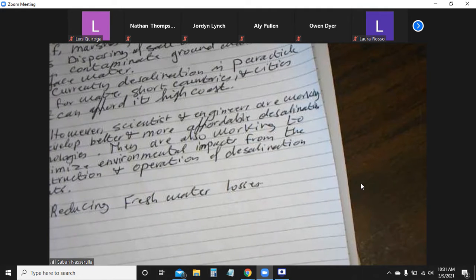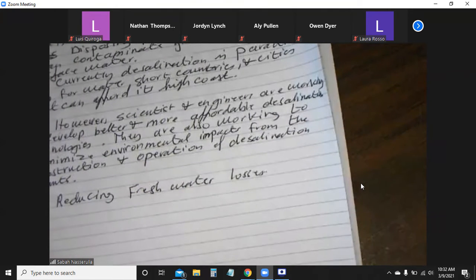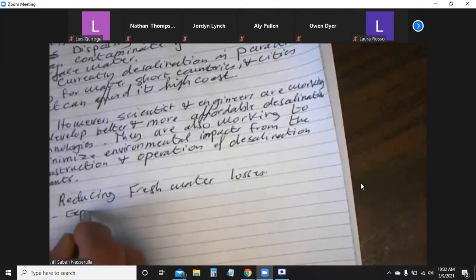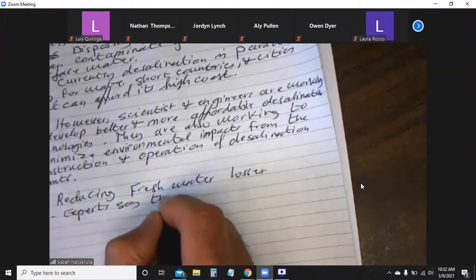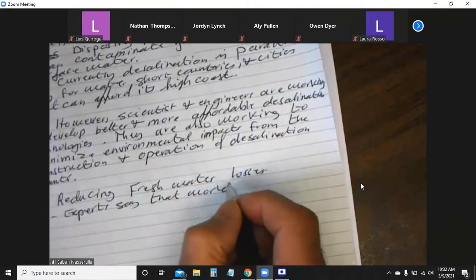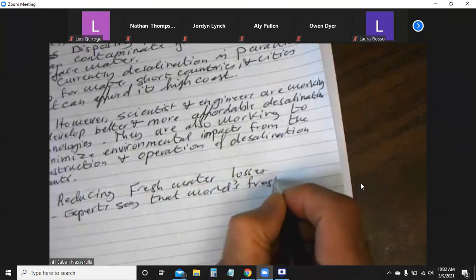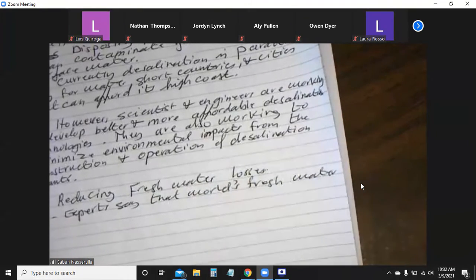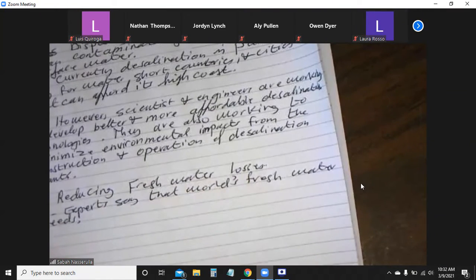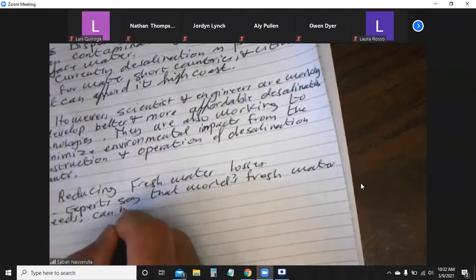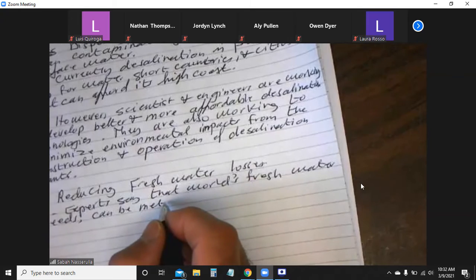Now, the expert mentioned that if people reduce the supply, there is enough water for everyone. The expert says that the world's fresh water needs can be met if supplies are used wisely.